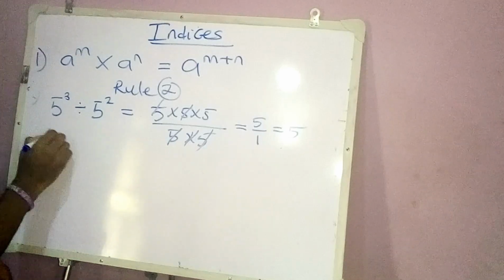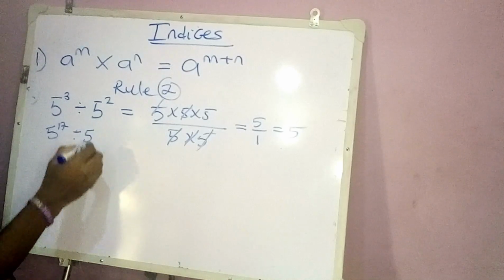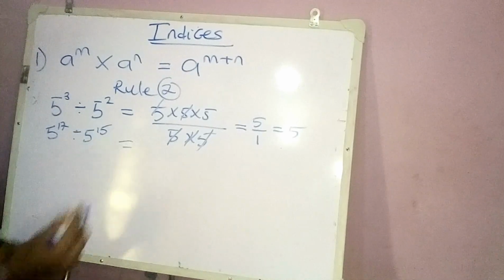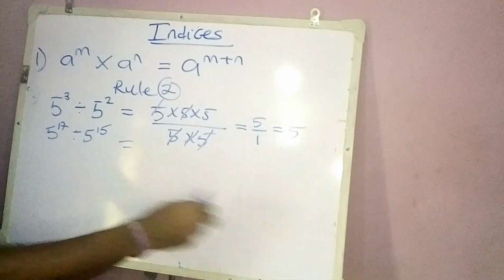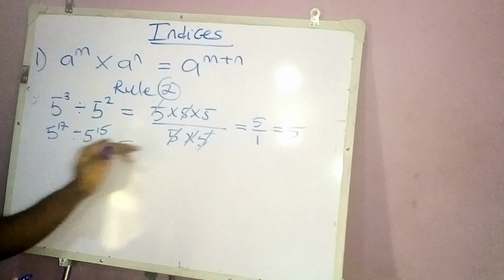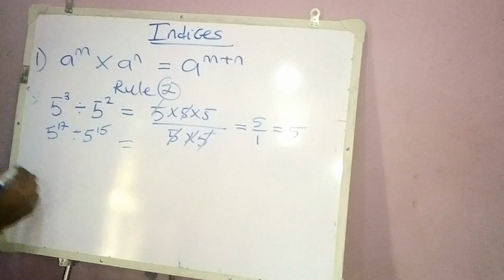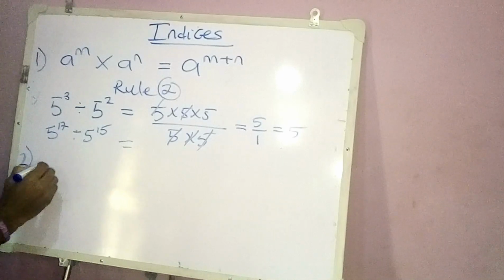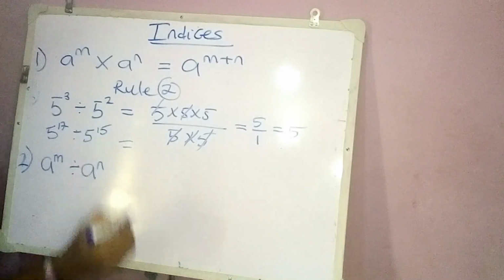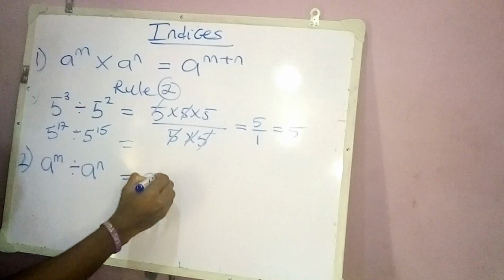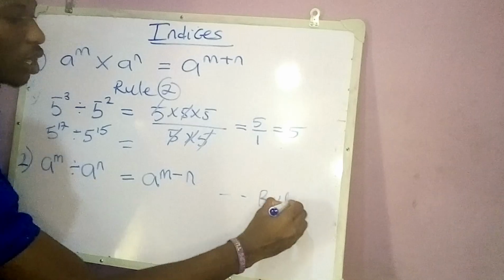Now, you can work with this comfortably. What if I give you a scenario where I have 5 raised to the power of 17 divided by 5 raised to the power of 15? In this scenario, this will be very bulky because I'll have to write 5 seventeen times divided by 5 fifteen times. So this work will be very bulky, and we have now lessened the work. Rule 2 states that a raised to the power of m divided by a raised to the power of n is the same thing as a raised to the power of m minus n. And this is your rule number 2.